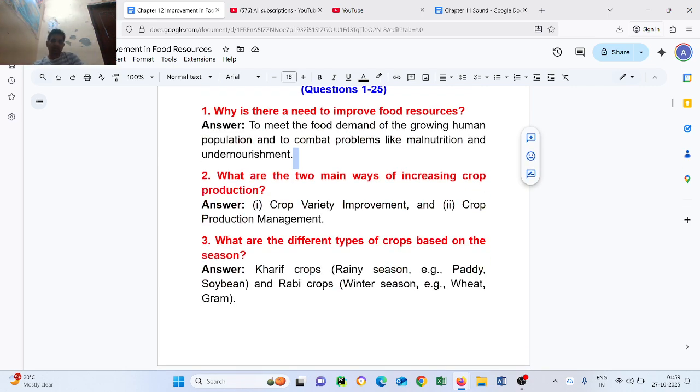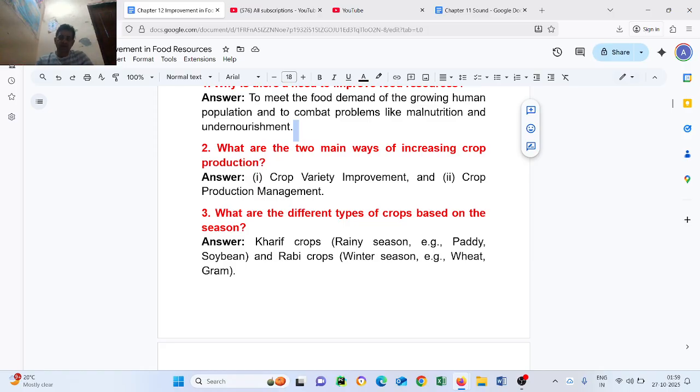Question number 3: What are the different types of crop based on the season? Kharif crop, rainy season crop, example paddy, soybean. Rabi crop, winter season, example wheat and gram.